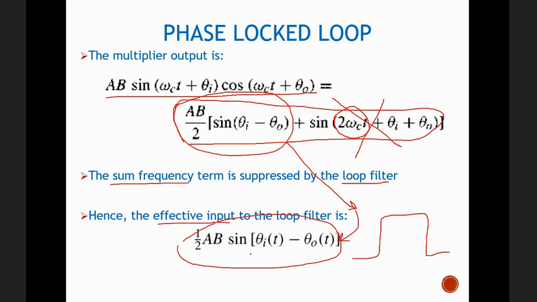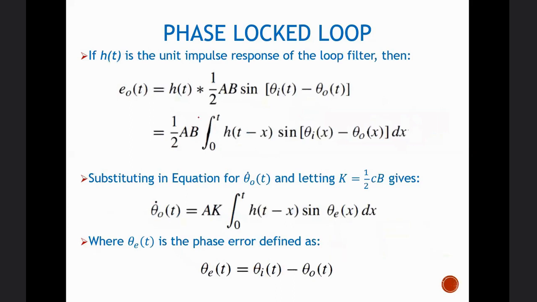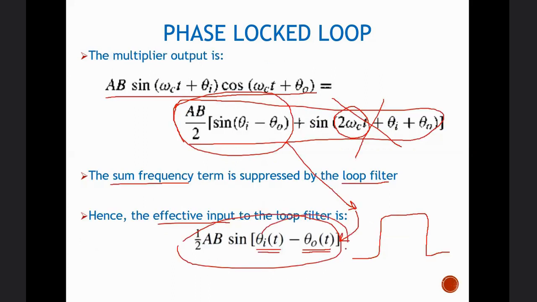Here you can see the input has the difference of the phase of the incoming carrier and the phase of the output of the VCO, the voltage controlled oscillator, right? Now we'll prove that the voltage to the VCO is dependent upon the phase difference between these two, the two incoming signals to the multiplier.